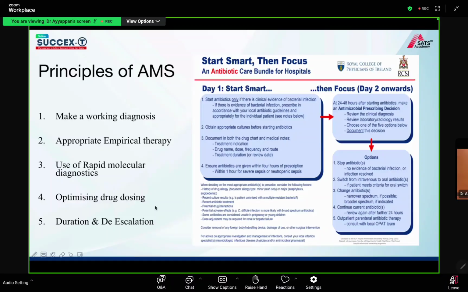So having known about the core elements and the team, how do we establish antimicrobial stewardship, and what are the principles of it?